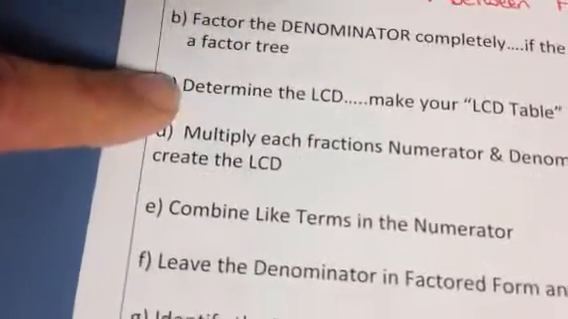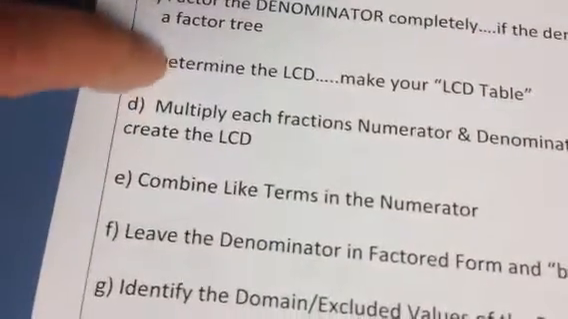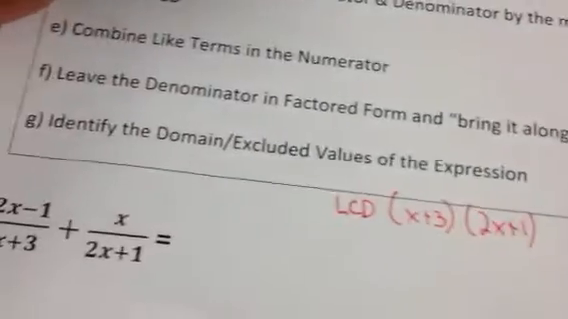We couldn't do B. We figured out the least common denominator. I'll show you this least common denominator table on the next page a little bit more. So what I need to do is multiply each fraction's numerator and denominator by the factor it needs. So I have the least common denominator.